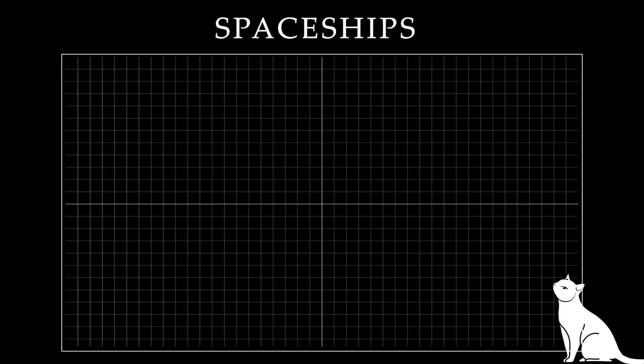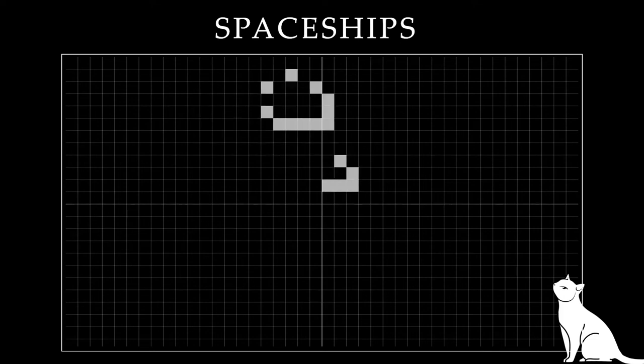Then we have our favorite ones, the spaceships, because yes, we can create vehicles. When we press play on this initial configuration, it moves through the grid, like the initial one from the example, one to the right, one diagonally down.